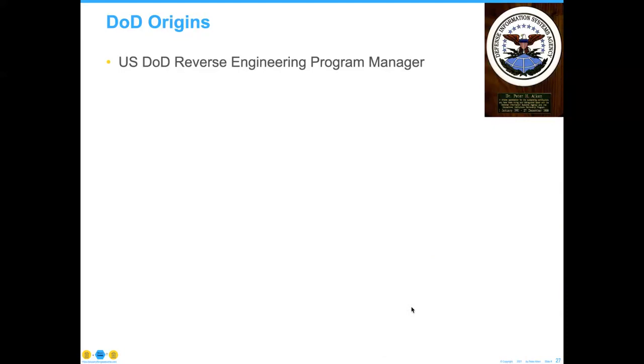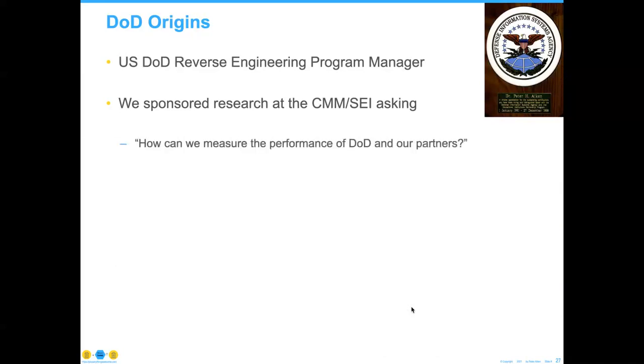One of the things I did at the Department of Defense was that we sponsored some research at Carnegie Mellon University in a group they have up there called the Software Engineering Institute. It's a very fine group of researchers, and they do excellent work for all of us. The question that we asked Carnegie Mellon to address was how can we measure the performance of DoD and our partners that we're working with in this area? And they came up with something called the Capability Maturity Model. And we're going to talk about that in just a little bit.